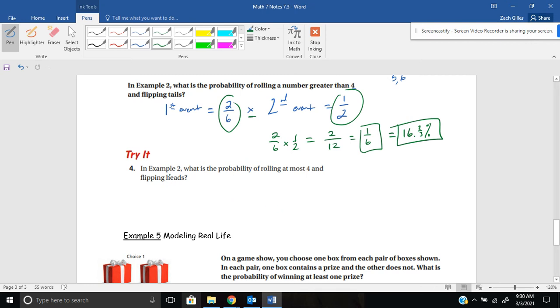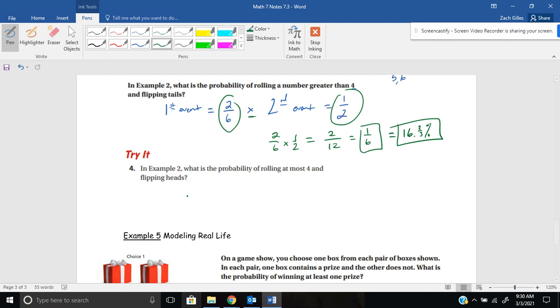All right. It says in example 2, what is the probability of rolling at most 4 and flipping heads? So what does at most 4 mean compared to the other problem where it said a number greater than 4? You've got to think about that, and then also flipping heads.